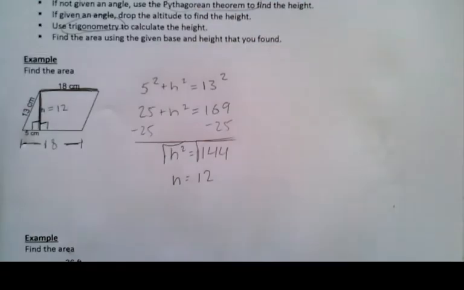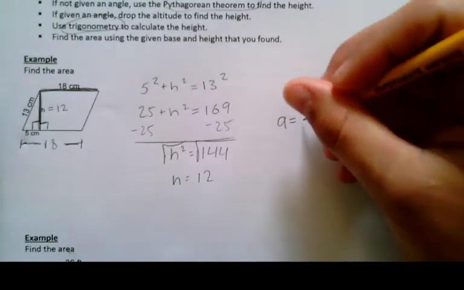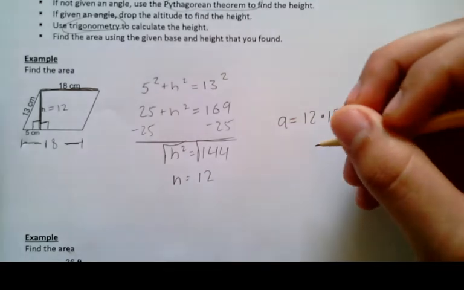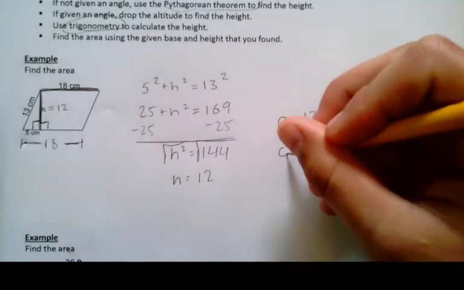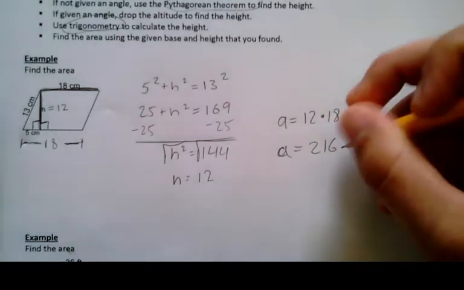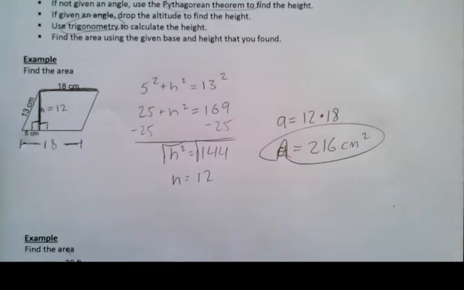That means the height of my figure is going to be 12. So when all the dust settles and I'm trying to solve this for the area of the parallelogram, I get area is equal to 12 times 18. Right? And for this example, I would simplify this and get 216. And they have centimeters, so it'd be centimeters squared. So that is going to be the area of a parallelogram using Pythagorean theorem.